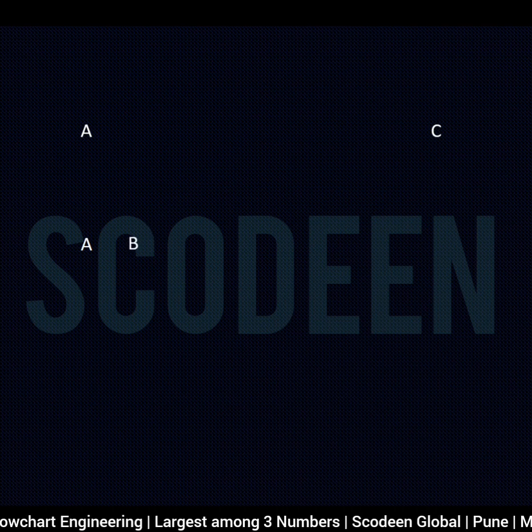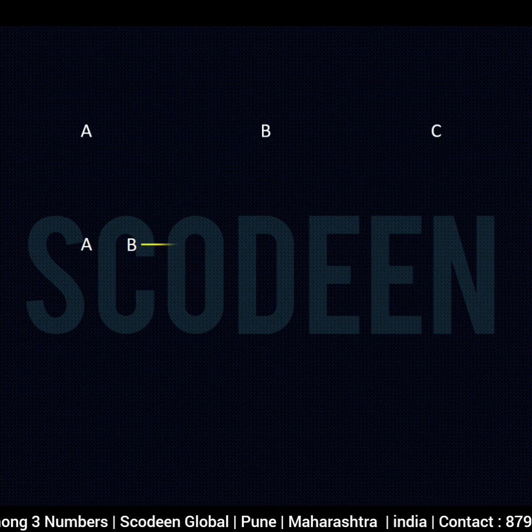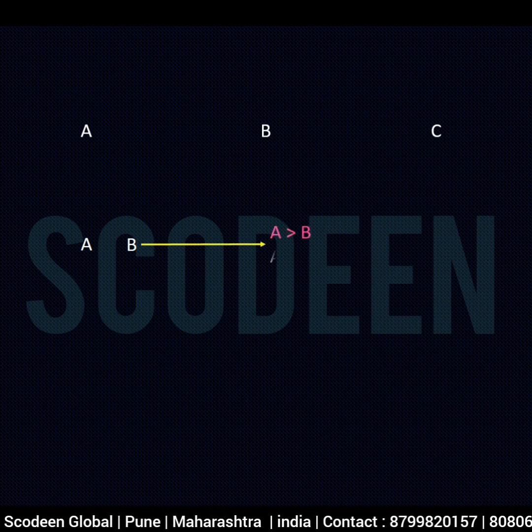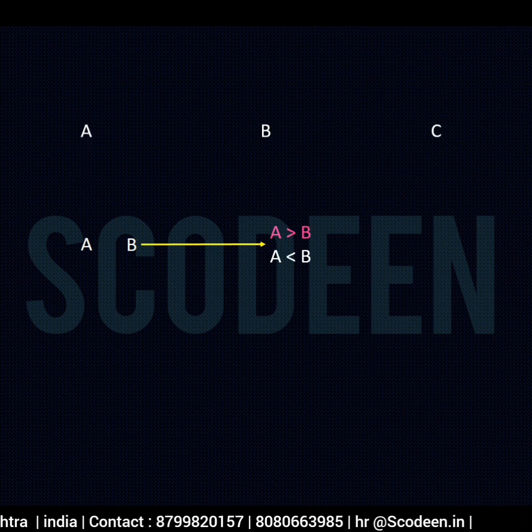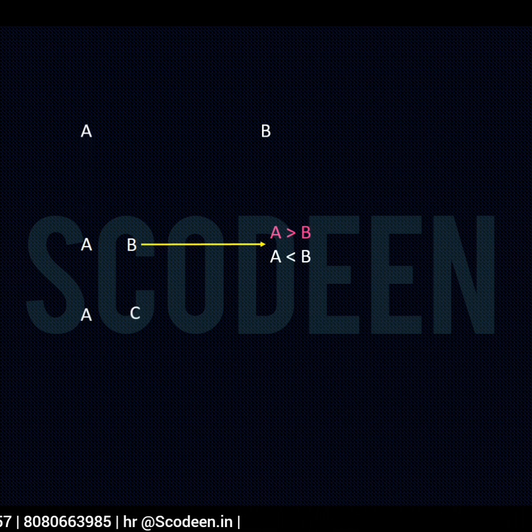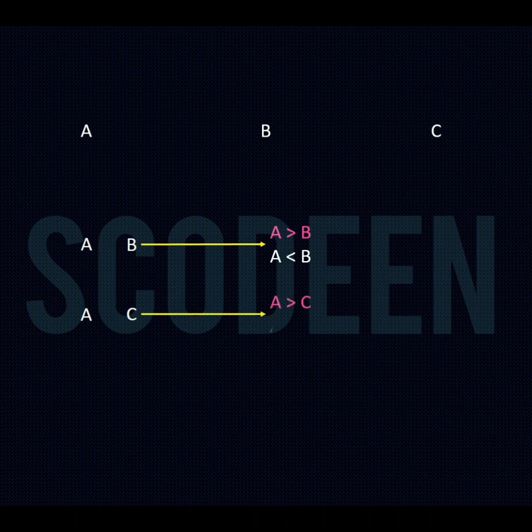So A is compared with B first. So what can be the output? A can be greater than B, or A can be less than B. Next, A will be compared with C. So it can also have two options: A can be greater than C or A can be less than C.